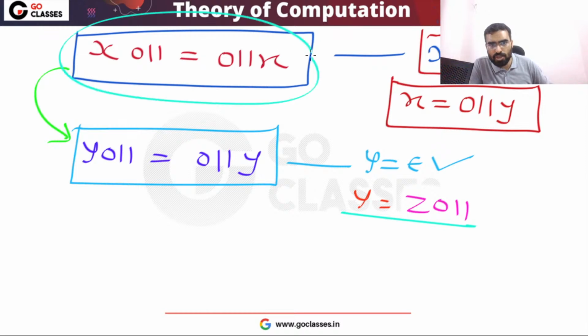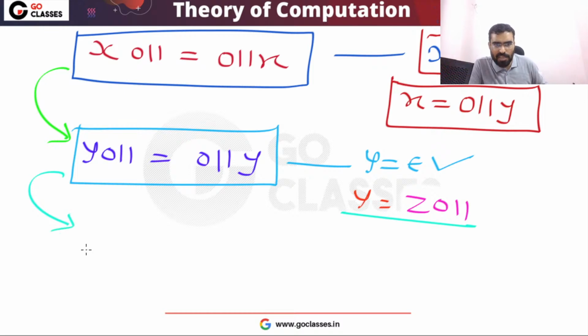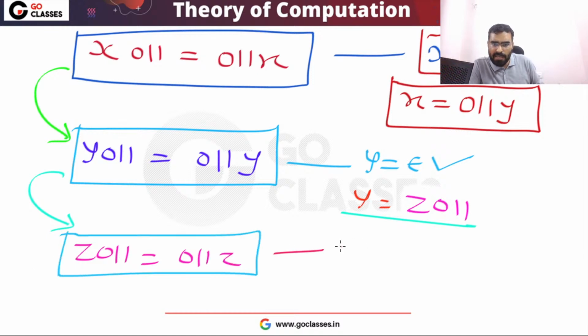Here you can notice x should have suffix 011. Here I can say y should have suffix 011. The same story will repeat. What will I get here? I will get yz011z. Again the same story will repeat. I can say either z will be empty string or z should have 011 suffix. Can you notice this same story will go on?